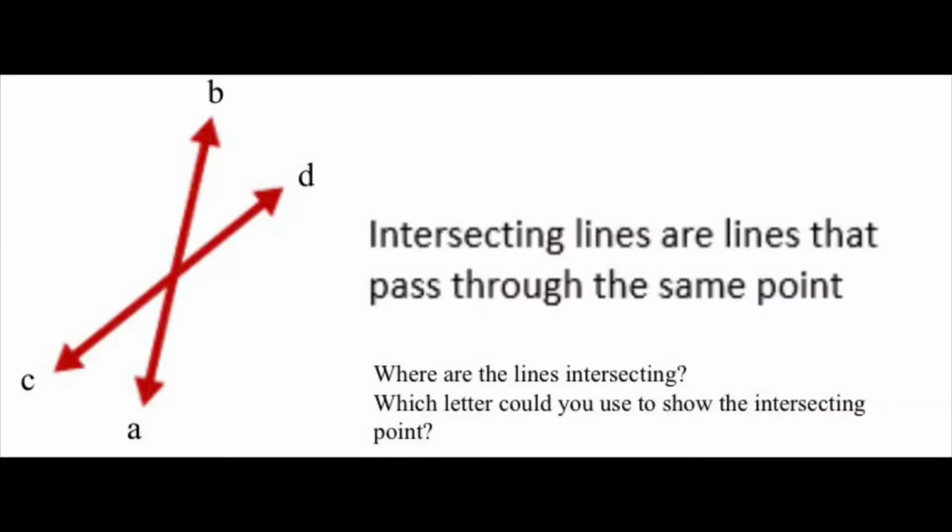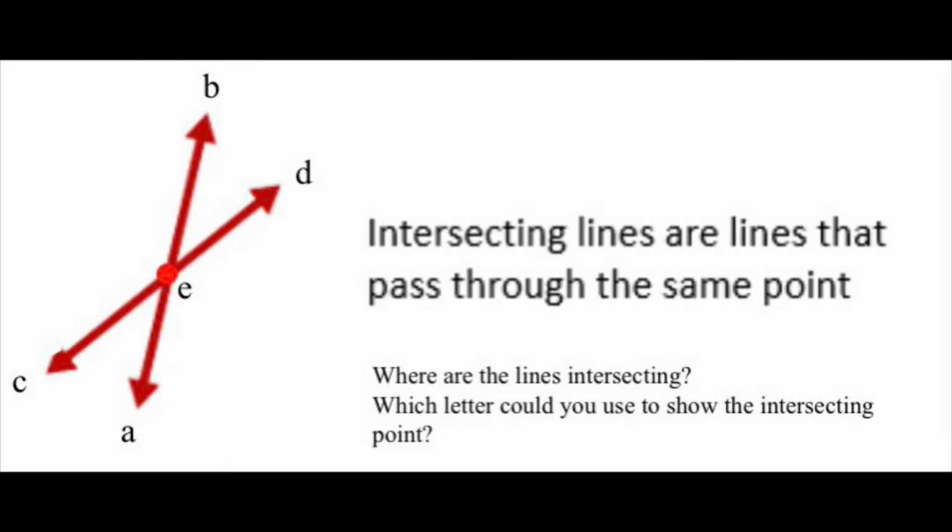Can you see where the lines are intersecting? Can you see that? So where the lines are intersecting, there's a point. What would you call the point where the lines are intersecting? What would you call it? Apple? Elephant? No. Point E.